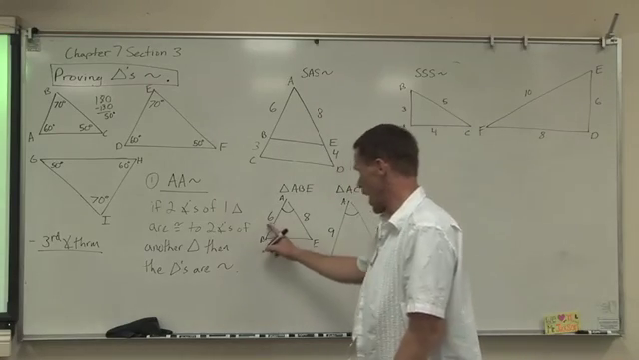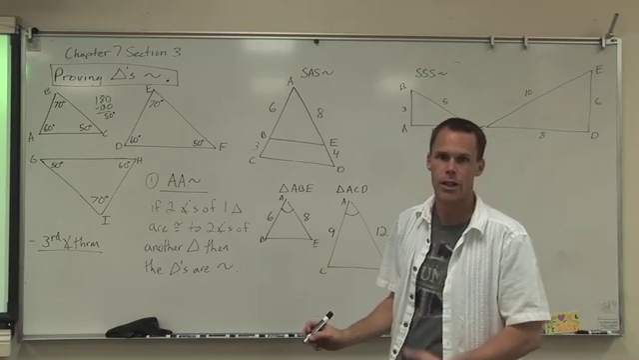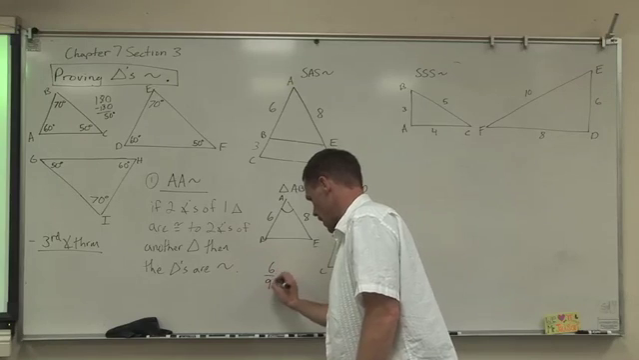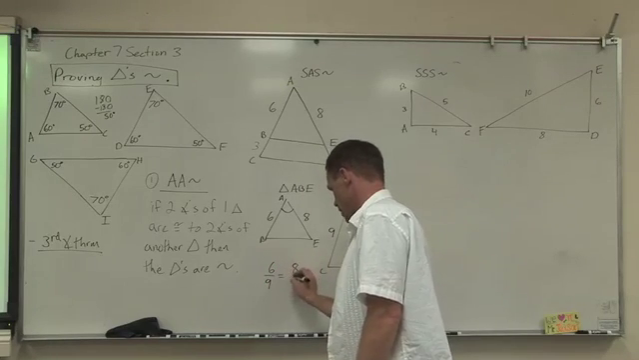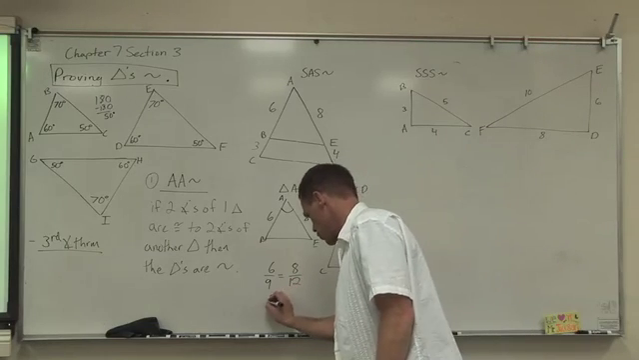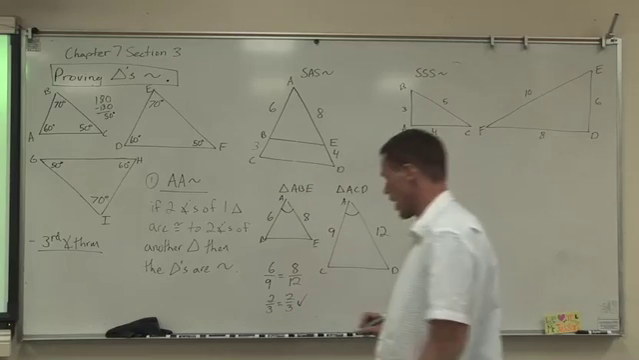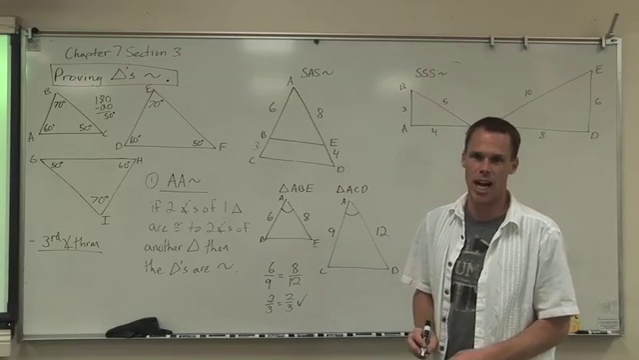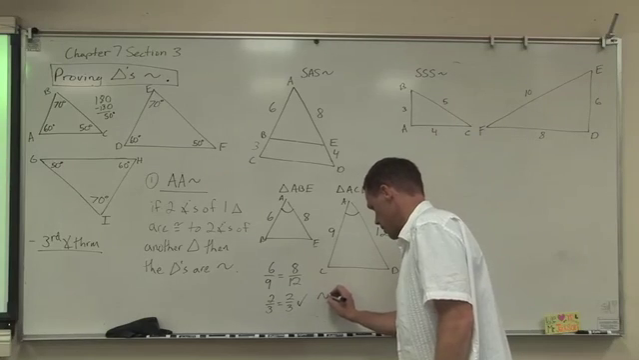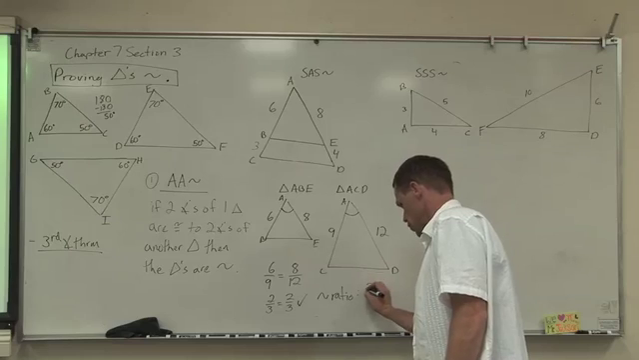If the sides that surround the angle are in proportion with each other, then we have similar triangles. 6 compares to 9 the same way that 8 compares to 12. This becomes 2/3 equals 2/3. Check. We have side angle side similarity. And what we can say here is the similarity ratio is 2 to 3.